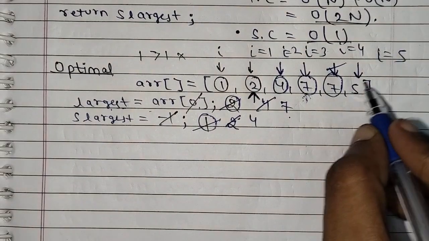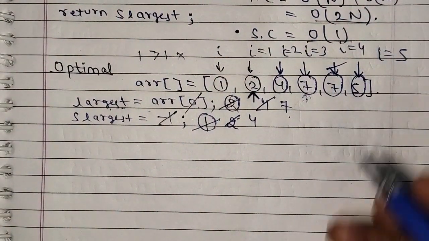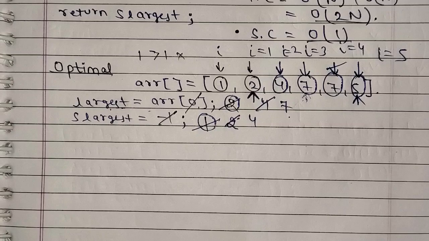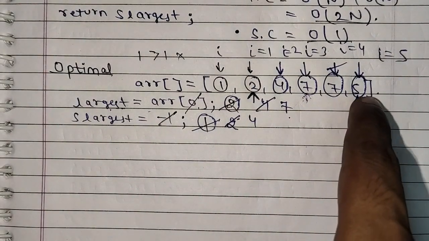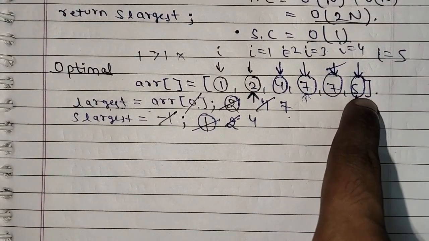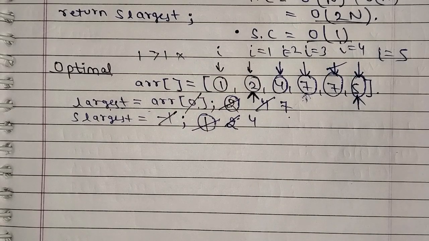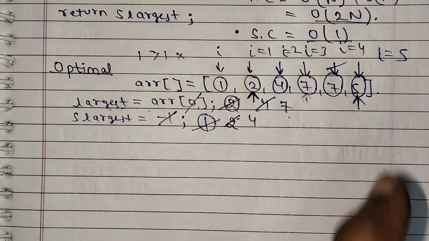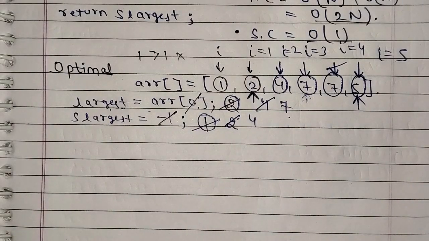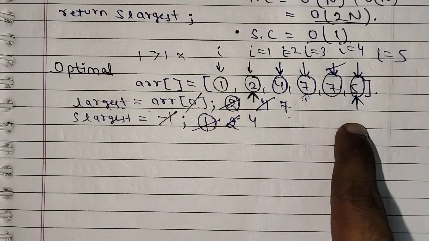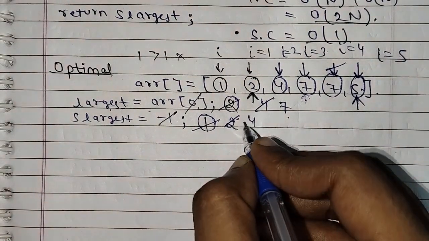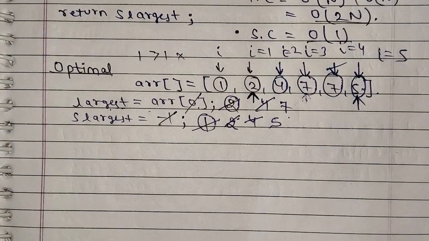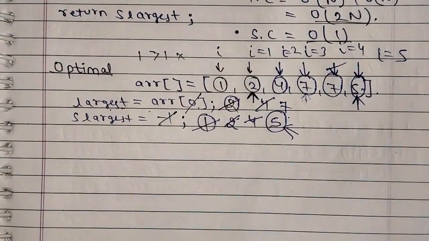Then I is equal to 5. Here I is equal to 5 and the element is 5. Is 5 greater than largest? He said no, I'm not greater than largest. But 5 has to be stored in second largest, because 5 is the second largest element in this particular array. So update the second largest, and the second largest element becomes 5.